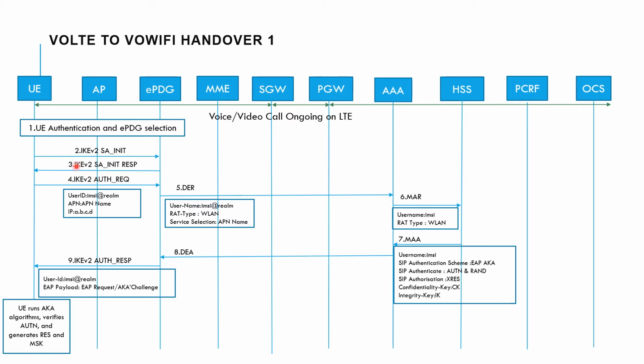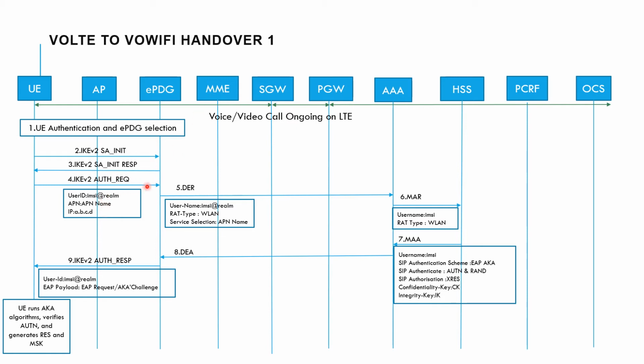So after setting up this channel, we can send our information in the IKEv2 auth request message. The main information element present in this auth request message is the user ID. User ID is basically the IMSI and the format which we are using is IMSI@realm. Then the second major information element is the APN name, which is the APN that has been configured in the UE.